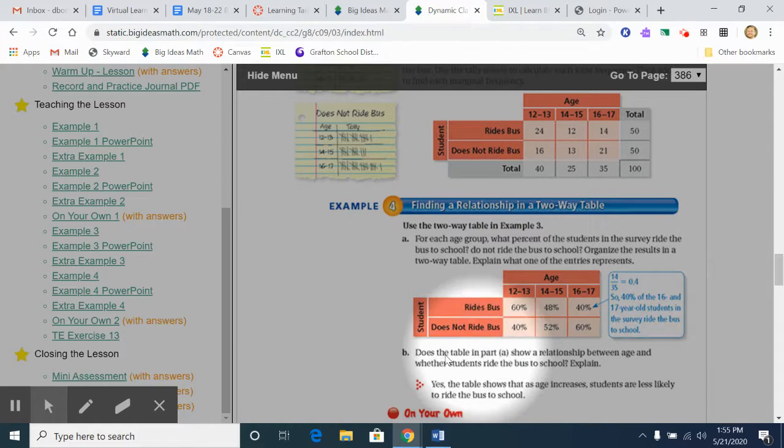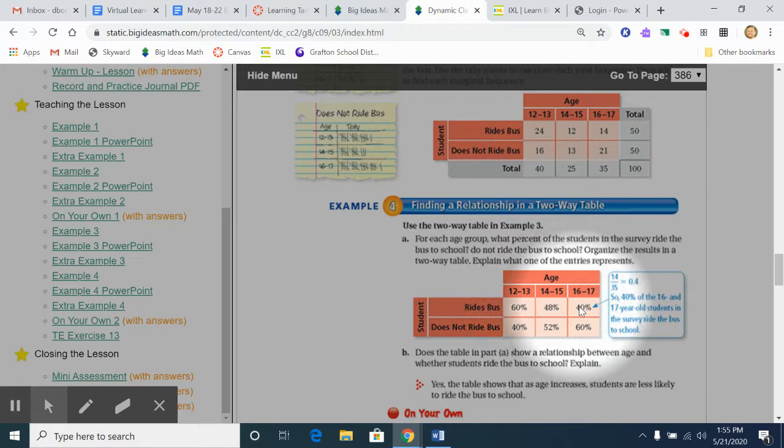All right. Now, part B says, does the table in part A show a relationship between age and whether students ride the bus to school or not? And explain. All they're saying is, yes, it does show a relationship. As the students are getting older, what's happening?